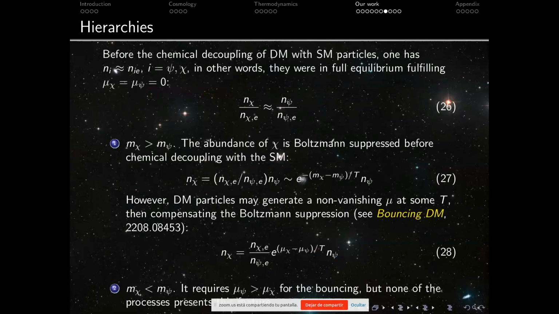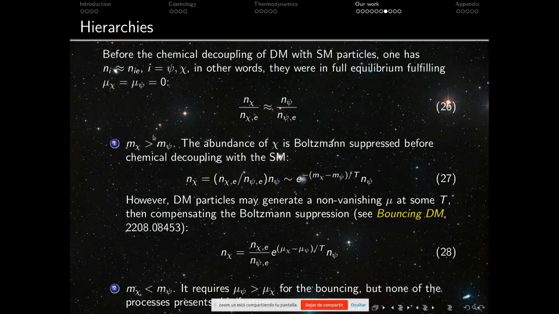But let me just finish with the results that we have found. As I've said, the two dark matter particles were in thermal equilibrium in the beginning. It means that their chemical potentials were equal to zero, and you can track each abundance, as they respect this relation in that moment before the freeze out. I mean, this is an approximation.